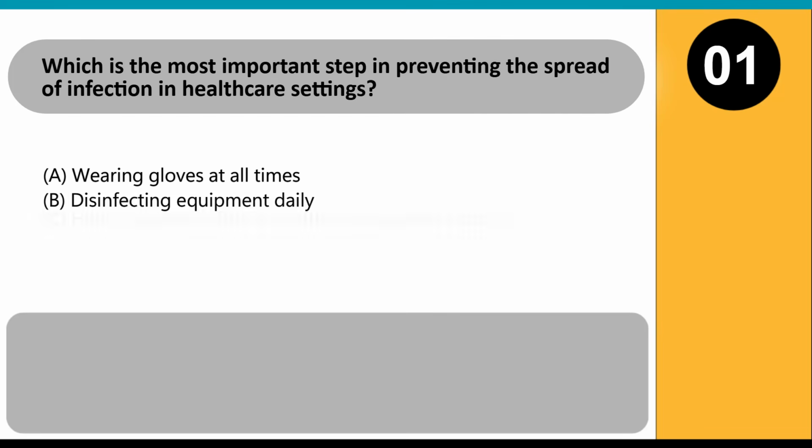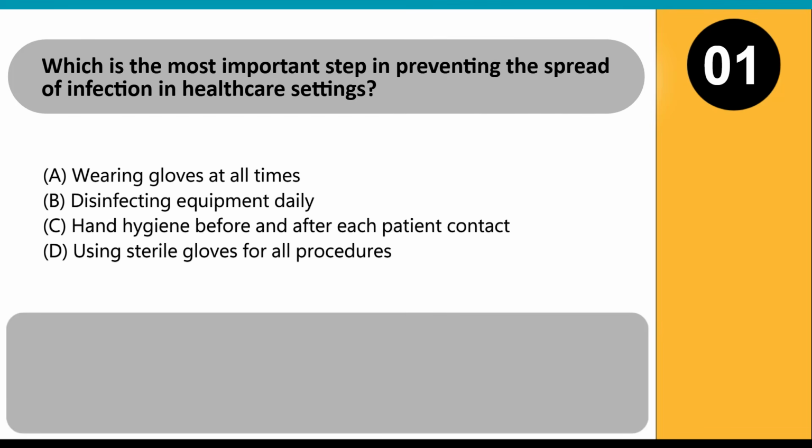Which is the most important step in preventing the spread of infection in healthcare settings? A. Wearing gloves at all times. B. Disinfecting equipment daily. C. Hand hygiene before and after each patient contact. D. Using sterile gloves for all procedures.